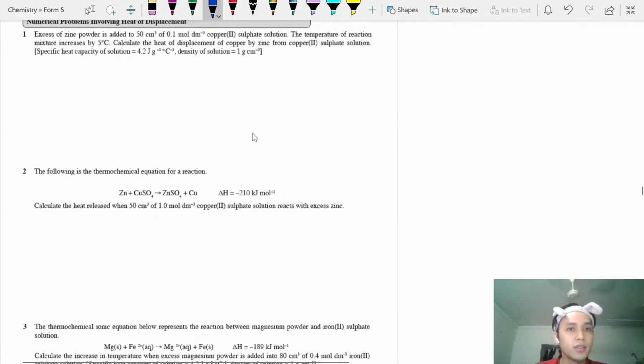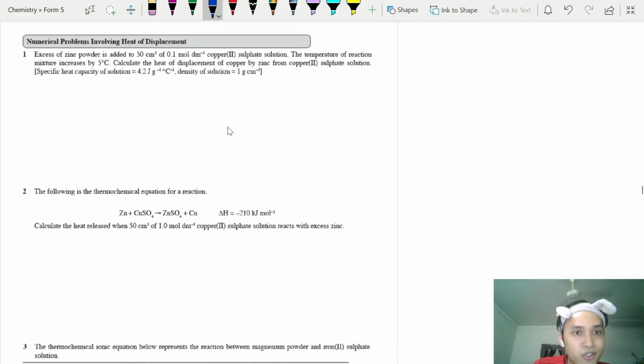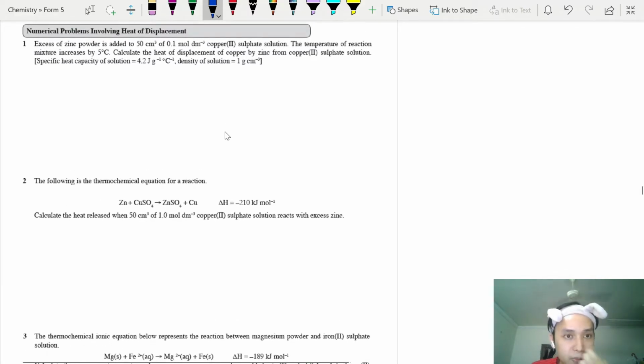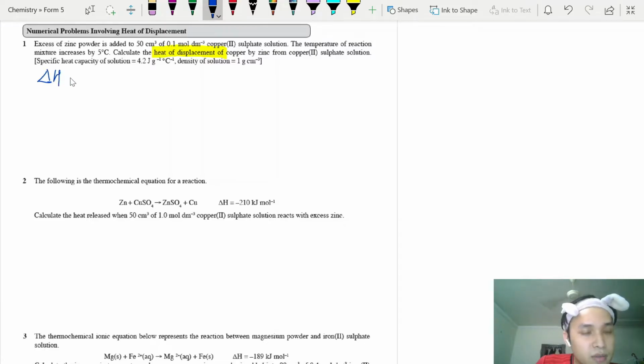Okay, so let's try a few more questions. I'll show you a few more to help you understand more. Excess zinc powder is added into copper sulfate solution. Calculate the heat of displacement of copper. Again, I'm using this formula.